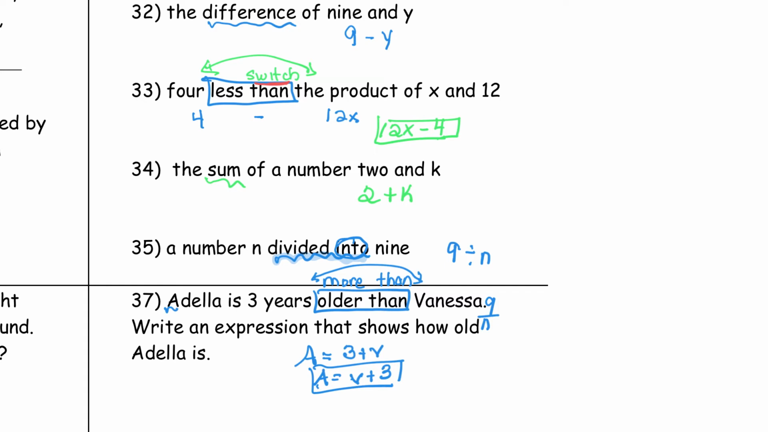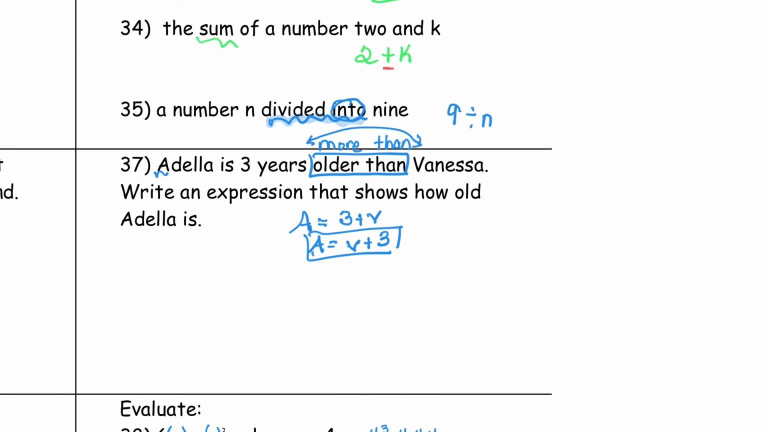Number 34, the sum of a number 2 and k, that is an addition term, 2 plus k. 35, a number n divided into 9, be careful, into, so it's 9 divided by n, or we could write it as 9 divided by n as a fraction.